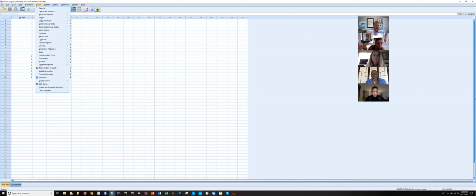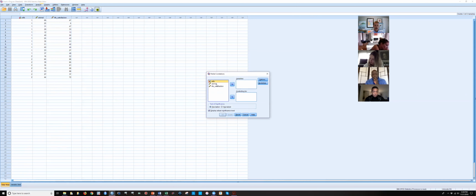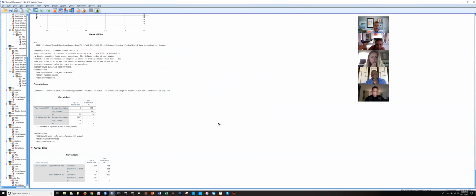So to do that, when you go to analyze, you go to correlate, and you go to partial now. Same test, wife, life satisfaction, but you control for animal liking, and you hit OK. And it's the same result. You can see it's actually stronger now. The correlation increased from 0.63 to 0.7 after you control or hold constant how much people like animals, which is interesting.